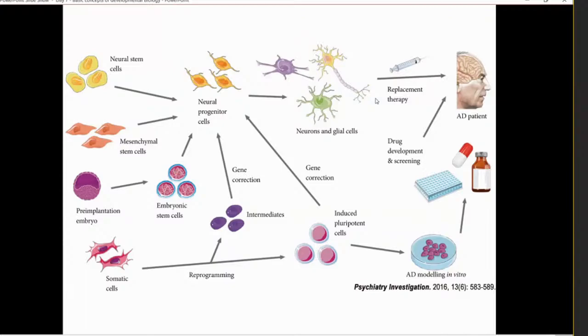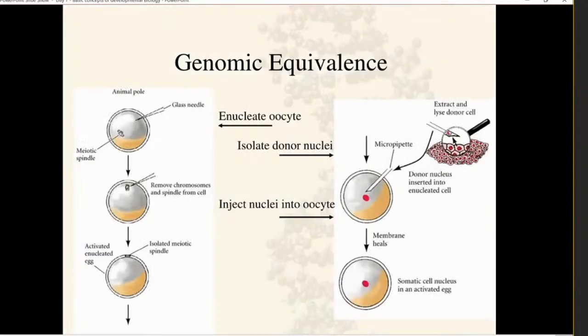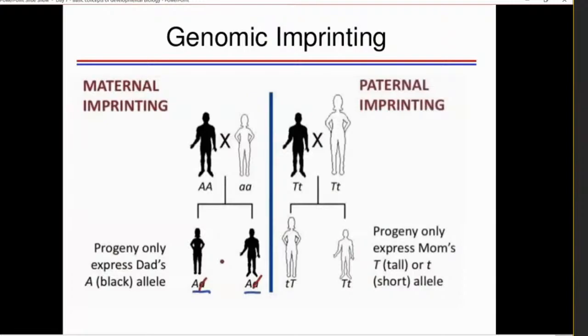donor nucleus. Various models were used to explain how cell division leads to differentiation, either through nuclear determinants or division, resulting in unequal nucleic acid. So in this representation image of genomic equivalence, it should be equivalent, otherwise the cells are misled. With genome equivalence, we receive the correct quantity of genetic information in those cells.